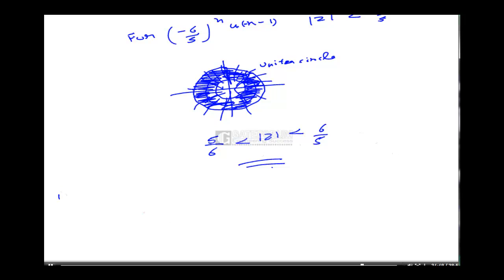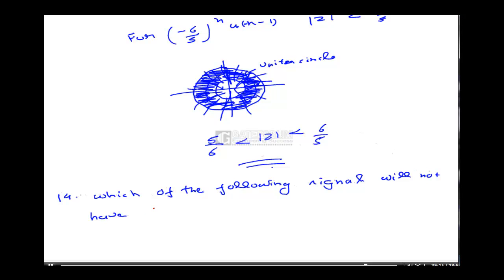One more question, again from the same GATE 2005 paper. Which of the following signals will not have Fourier series? The condition for Fourier series is that a signal must be a periodic signal. So the first signal given here is 3 sin 25t. Yes, this is a periodic signal.